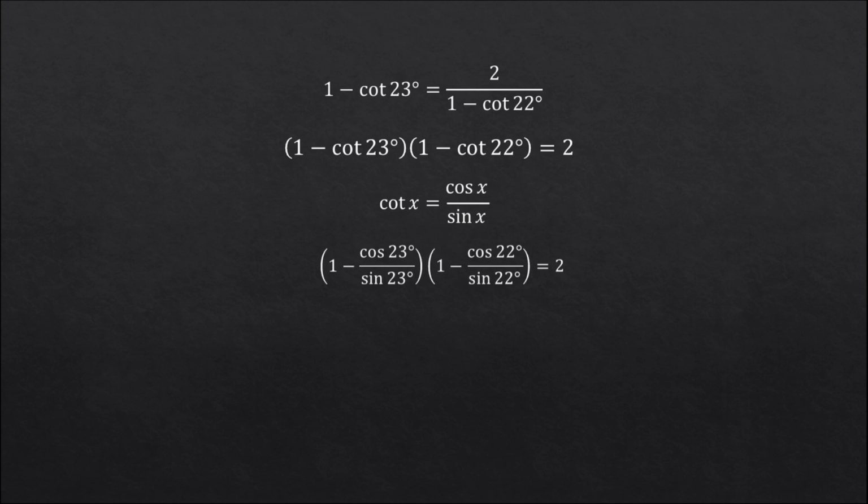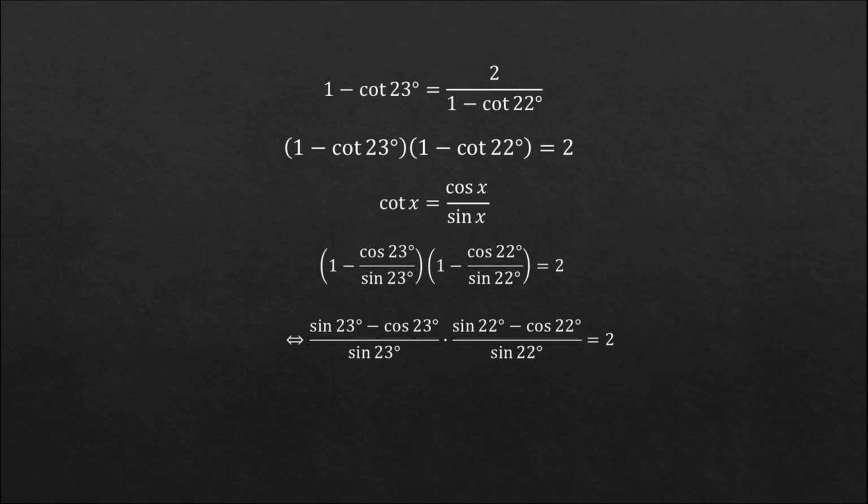So now we have a new question, and it is how can we conclude this product so that we get a 2. Now the first thing which would be important to notice is that we can also rewrite the number 1 as sine of 23 divided by sine of 23, which is still 1, so that we have for the first factor sine of 23 minus cosine of 23 over sine of 23, and for the second factor we can rewrite the 1 as sine of 22, so that we get sine of 22 minus cosine of 22 over sine of 22.